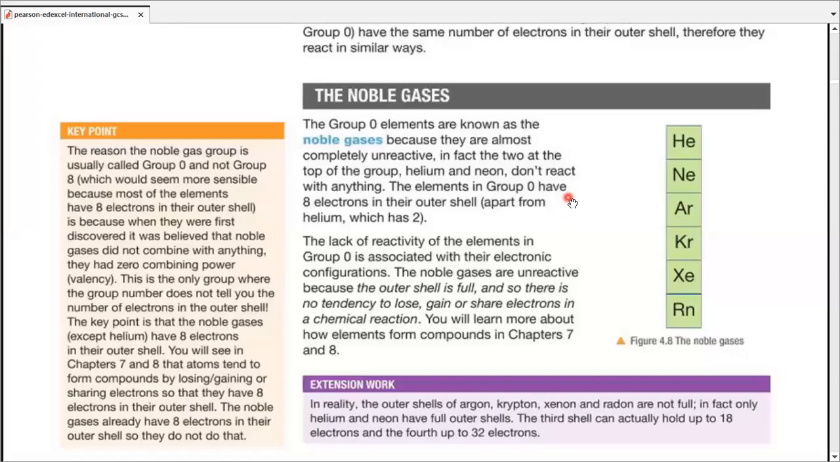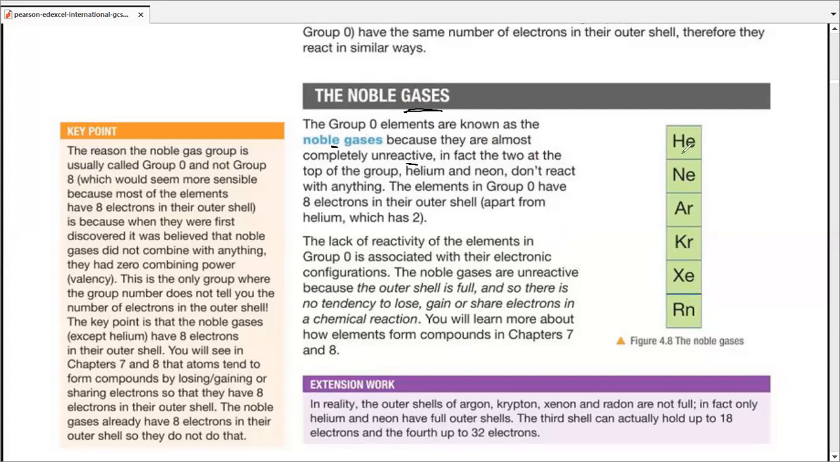All right. Noble gases. We actually discussed the point of why we call the noble gases the noble gases, or why we call them group 0 and not group 8. We're going to discuss both points. To begin with, they're all gases and they're all present in the atmosphere. We call them noble because they are completely unreactive.